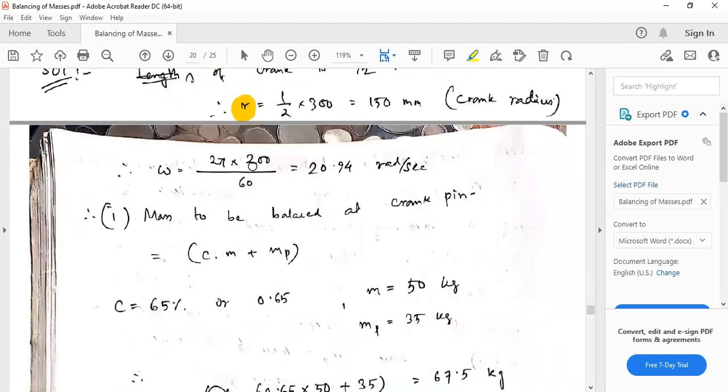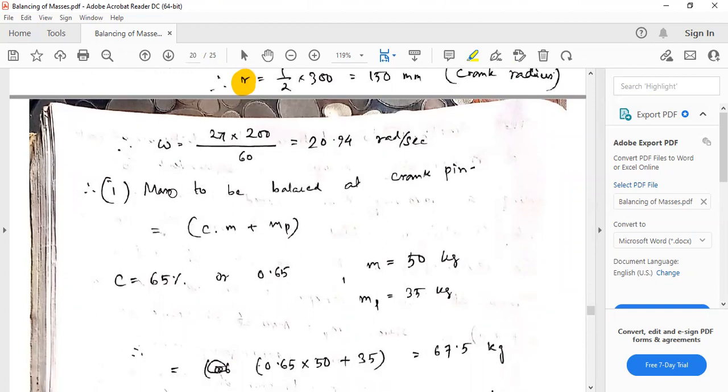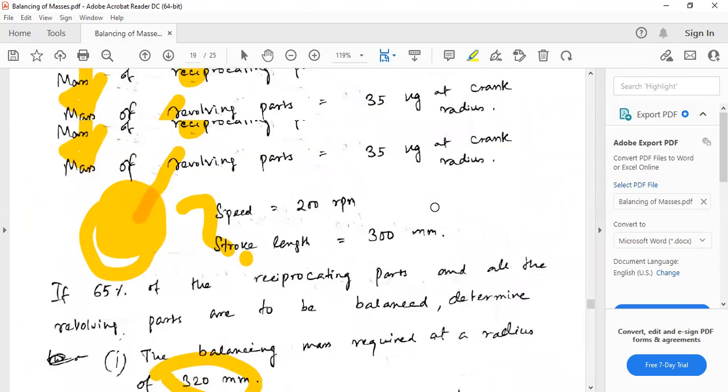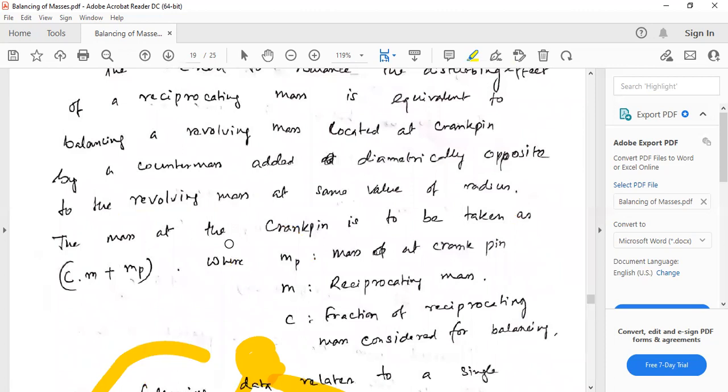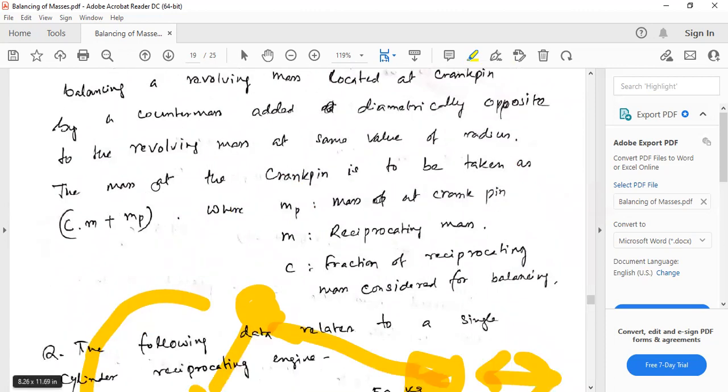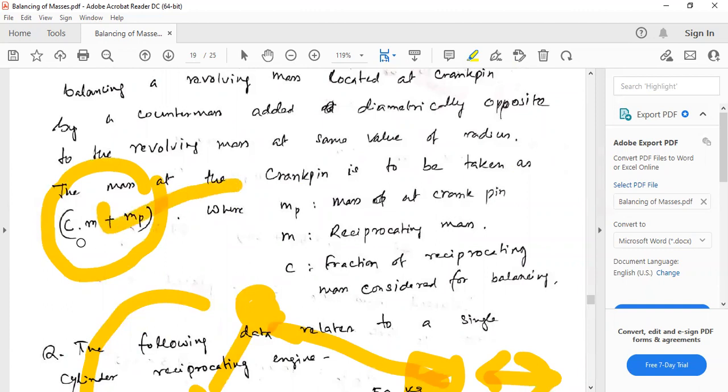So we know that 35 kg is at 150 mm from the crank center. Now omega is found already, 2 pi n by 60, n is given. Now we know the mass to be balanced at the crank pin. This is given by this one. The mass at the crank pin has to be taken as this. This is what we need to find out, the first question answer. So this is the mass that we need to balance.